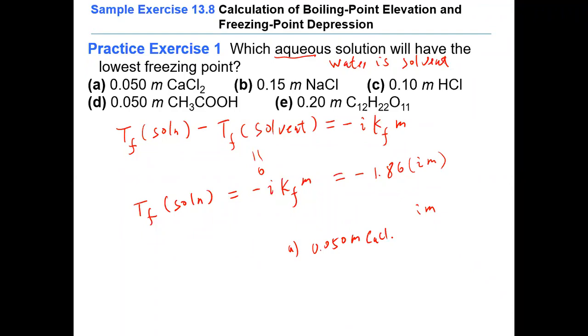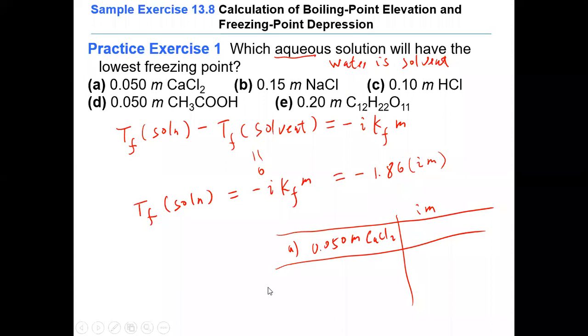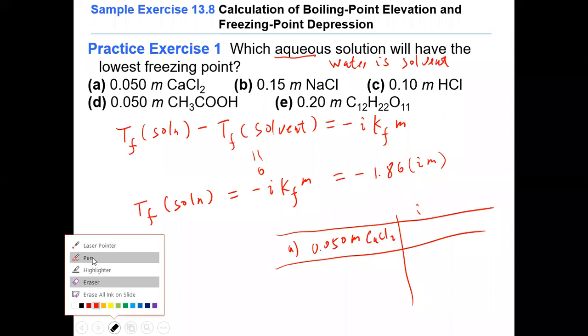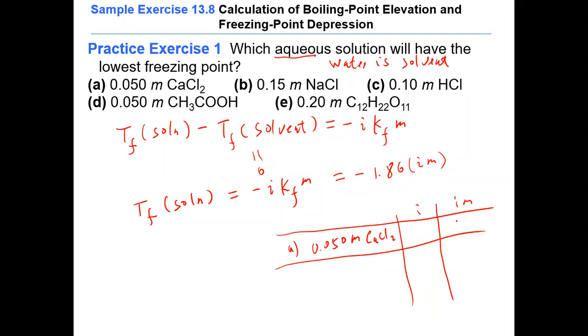Okay, so what is the expected i for CaCl2? Let me make another column probably. It is i first, then i times m. So this is three, right? As we saw on the first slide. So then three times this to get 0.15.